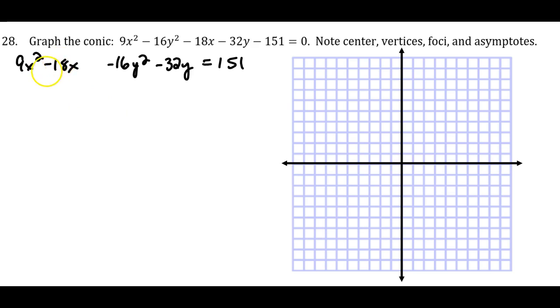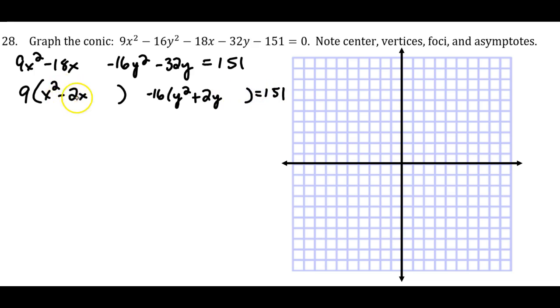So in order to do that, I'm going to go ahead and factor out a 9 here. And so when I factor out a 9, I get x squared minus 2x. I'm going to leave some space to complete the square there. And I'm going to factor out a negative 16 over here. And that leaves me with y squared plus 2y. Leave some room to complete the square over here. And that all equals 151.